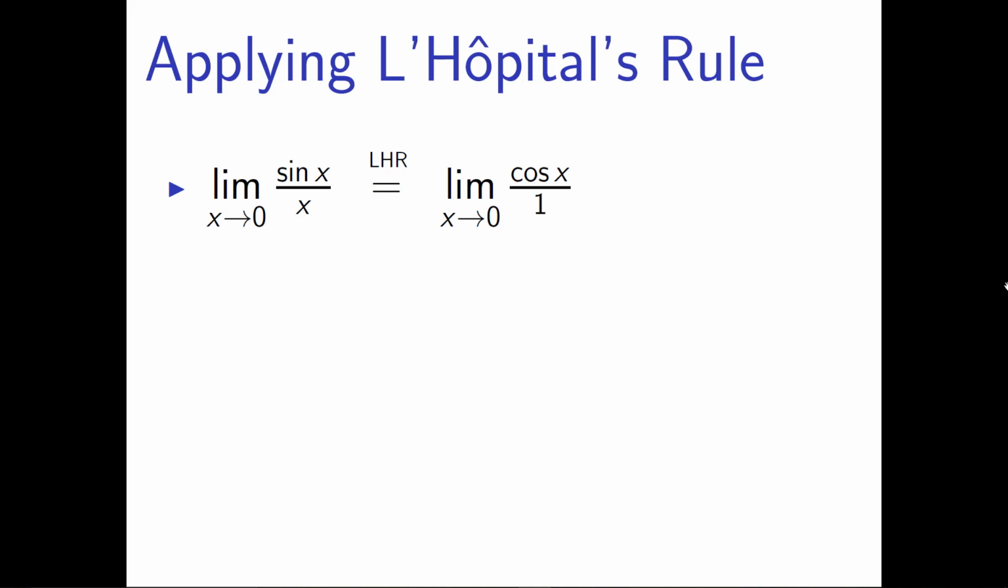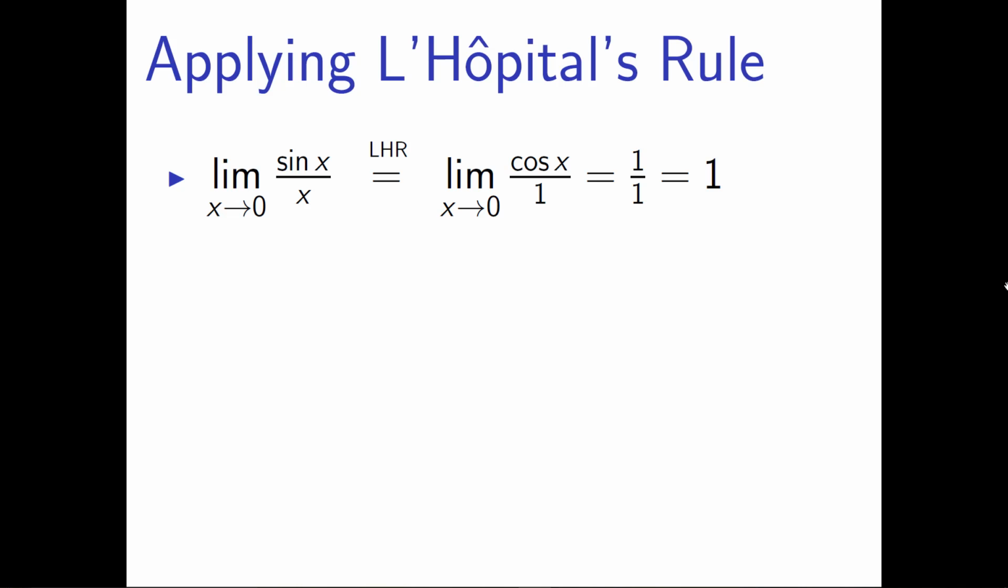Without the LHR, it might not quite be clear what we did to get from this stage to this stage. So we put L'Hopital's rule, LHR, above the equal sign. Once we've done that, this is very easy. As x approaches 0, we get cosine of 0 over 1, which is 1 over 1, which is 1. And that's, of course, what we expected from our graph previously, but now we've shown that that's true.